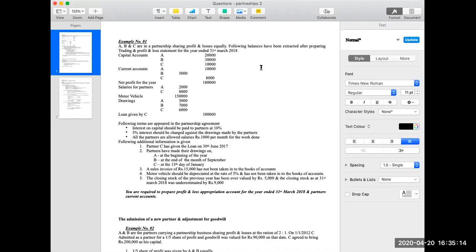All the partners are allowed salaries of 1,000 per month for the work done. So let's assume that they have calculated the salaries correctly. If you can remember, in workings, we adjusted this salaries 10,000. We added it back because that is a payment which is made to the partners. Therefore, in P&L appropriation, we have to deduct this amount. Deduct the salaries A 2,000, C 8,000, total comes to 10,000. So P&L appropriation account is debited, current account is credited by this amount.